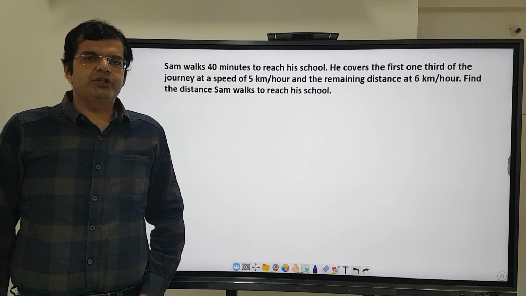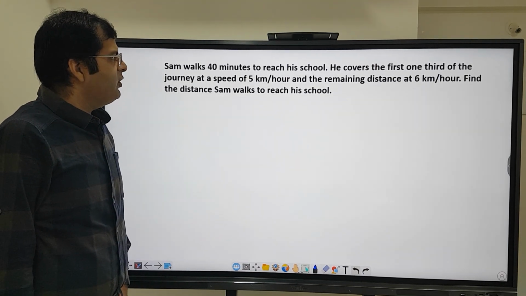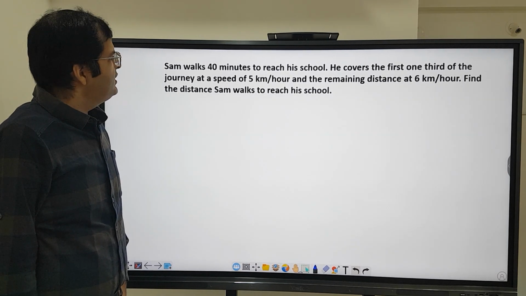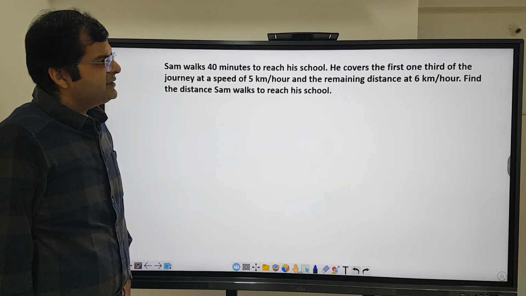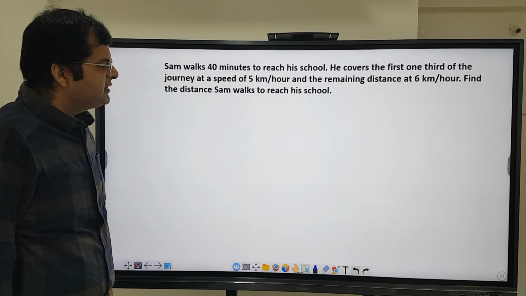So this is the second question of the time, speed, distance chapter. The question says, Sam walks 40 minutes to reach his school. He covers the first 1/3 of the journey at a speed of 5 km per hour and the remaining distance at 6 km per hour. Find the distance Sam walks to reach his school.